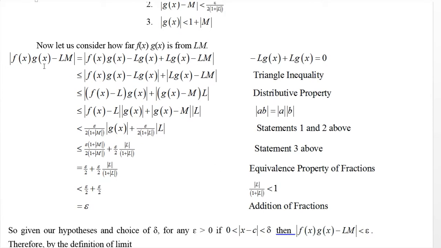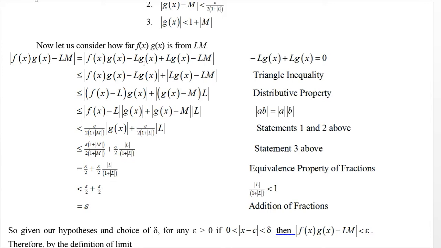Now, overall, what do we want to do? We're wanting to get f of x times g of x to have limit L times m, so this difference here needs to be small, less than epsilon. That's what we're looking for. Okay, well, let's look at this. What we're going to do here is we're going to add and subtract L times g of x. Of course, L g of x minus L g of x is 0, so that's legal to do.